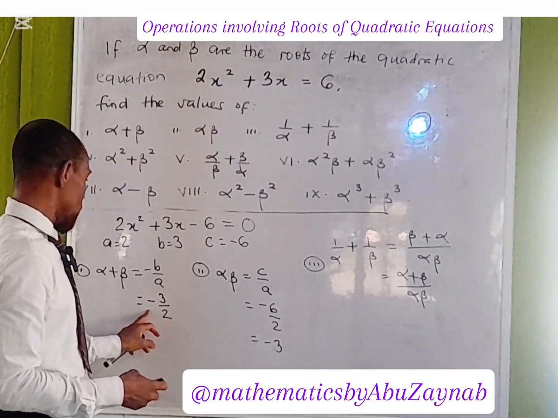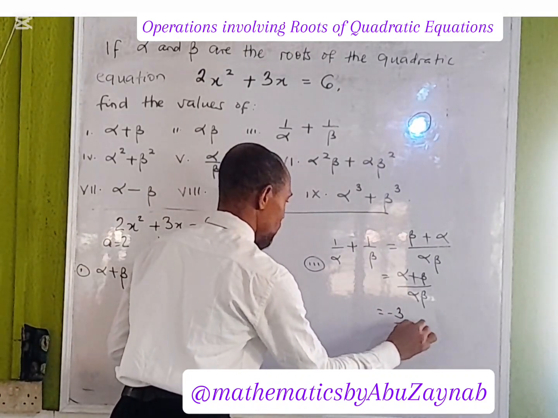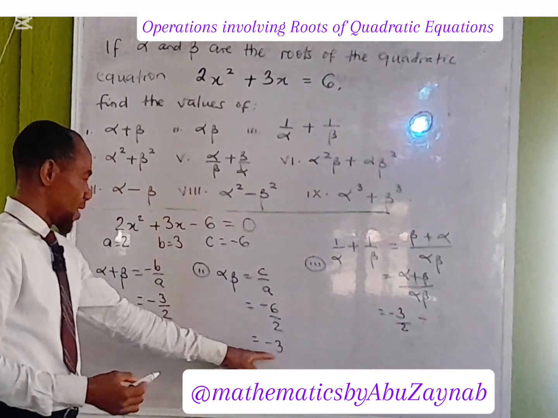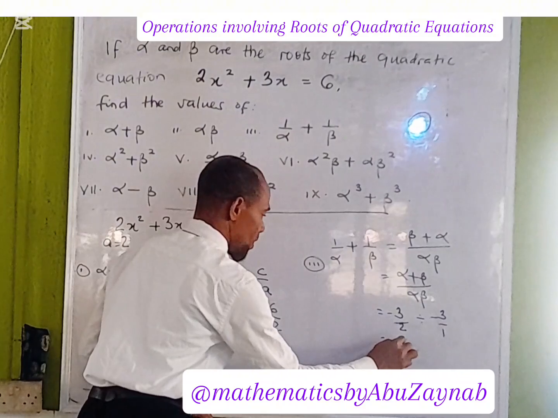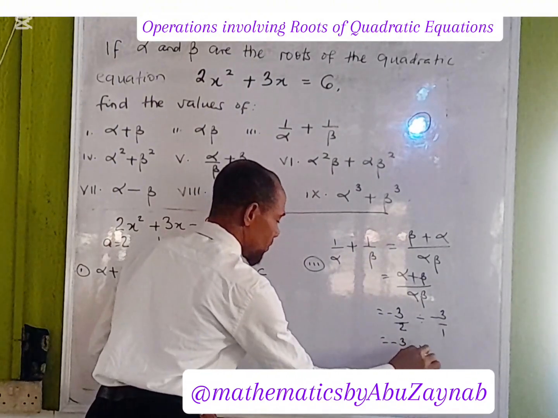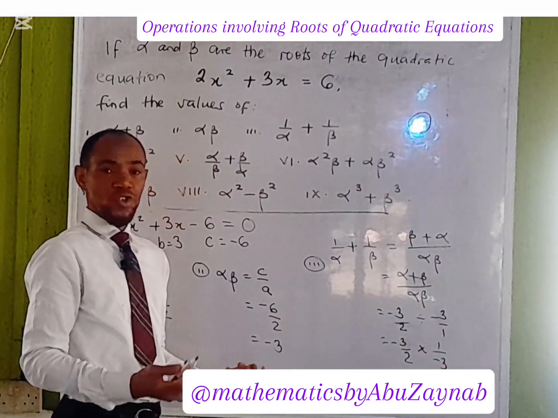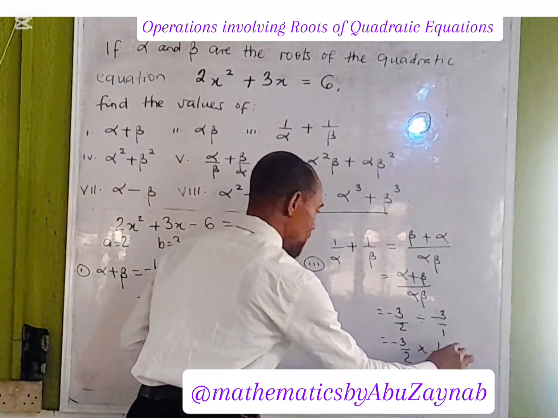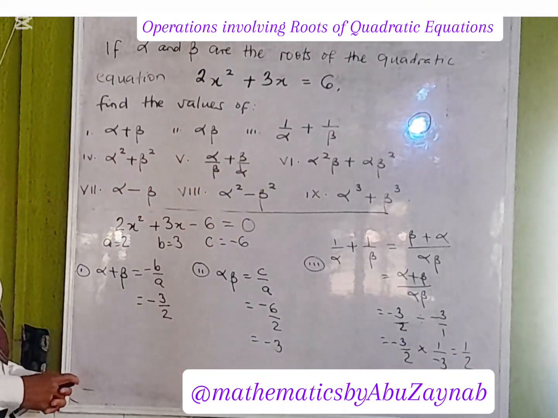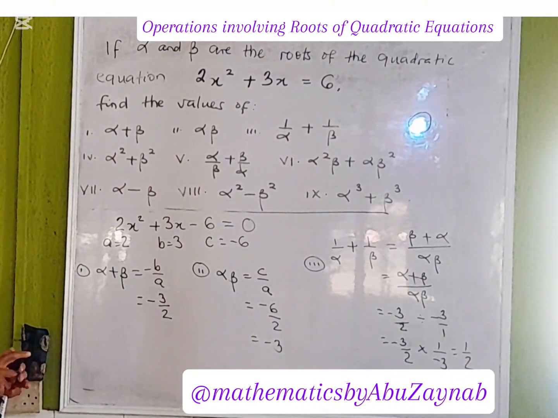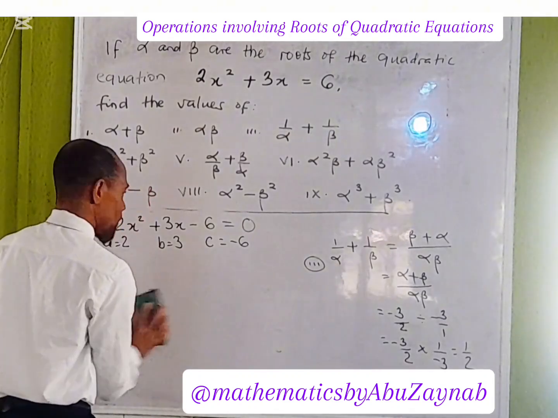So interestingly, we have been able to express this as a mixture of sum and product. So the sum here is minus 3 over 2. So we have minus 3 over 2 divided by minus 3, which is alpha beta, minus 3 over 1. So this can be simplified further as minus 3 over 2 times, you can either write minus 1 over 3 or 1 over minus 3, it is the same thing. Then everything reduces to just 1 over 2. Those are the first three. I believe at this pace you are finding it quite interesting. So let's move on to the next numbers.